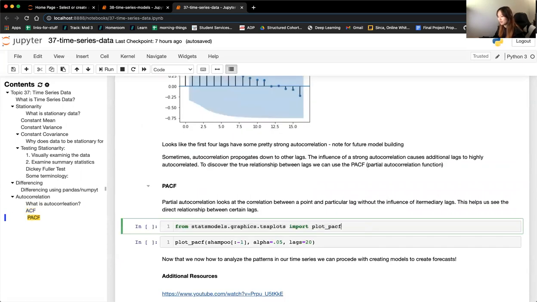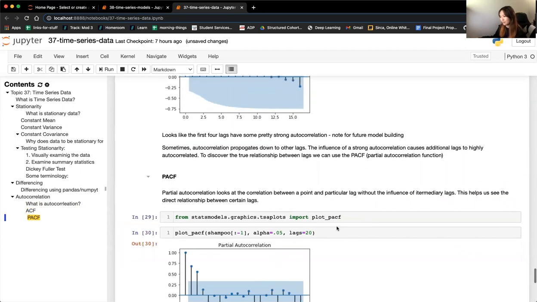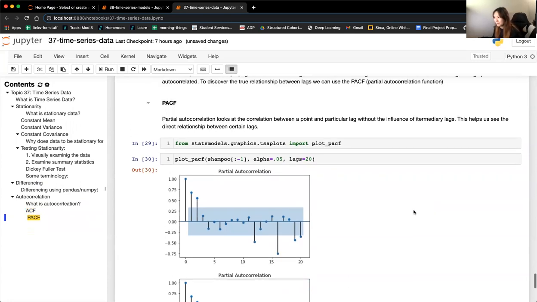So PACF, and we'll plot this graph and see how different it looks. This is what a PACF graph looks like. So partial autocorrelation looks at correlation between a point and a particular lag without the influence of intermediary lags. So this helps us see the direct relationship between certain lags. So it does seem from this plot that the first 2 do have strong autocorrelation. We can safely now say that, all right, this second point here has a correlation of about 0.5, discounting the fact that the first lag was highly correlated.